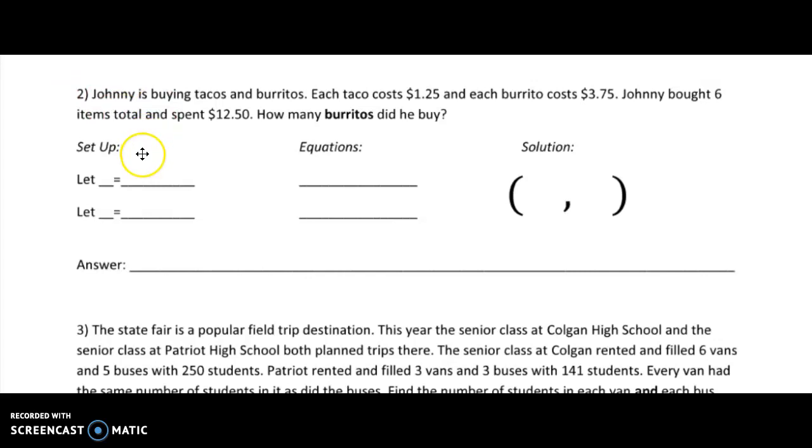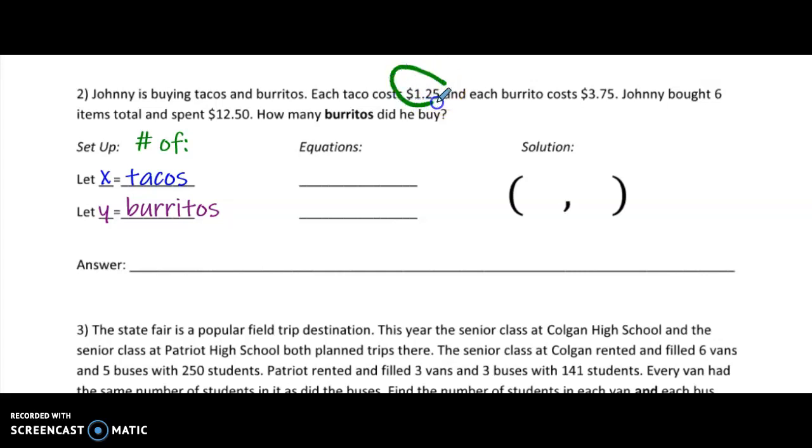So my two variables are the number of, because it says how many burritos, and I'm going to let X be the number of tacos because tacos comes first in the problem, and Y equals burritos because burritos came second in the problem. So the first equation, whenever you know how much each thing costs and how much you spent all together, then you want to make that your equation. So you always want to keep your money with your money with your money.